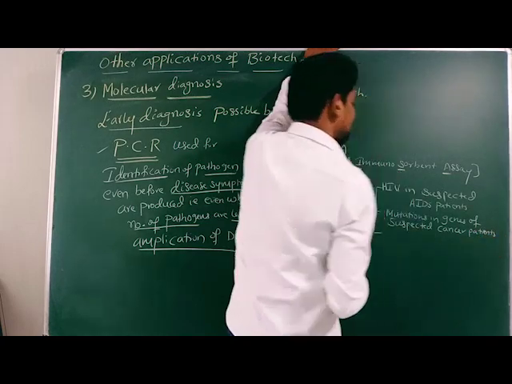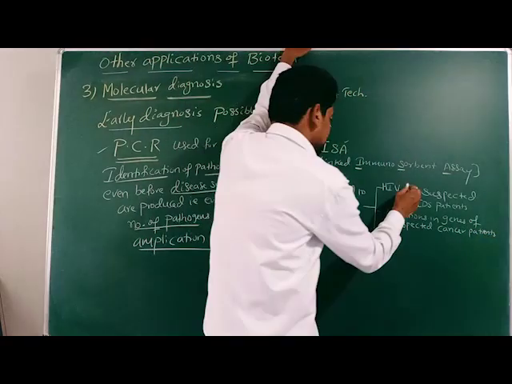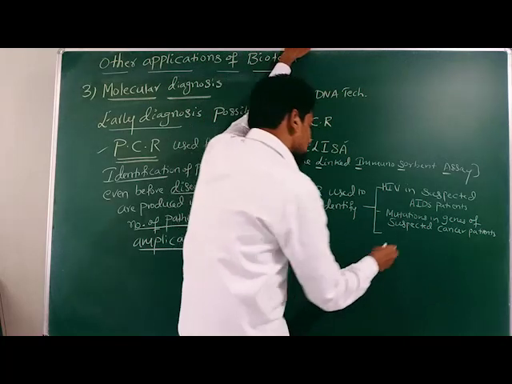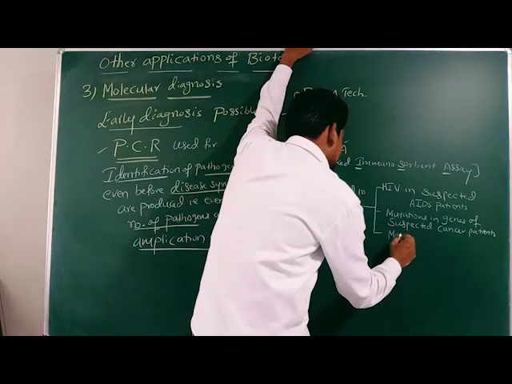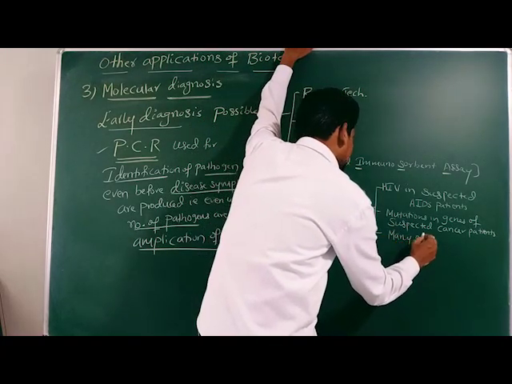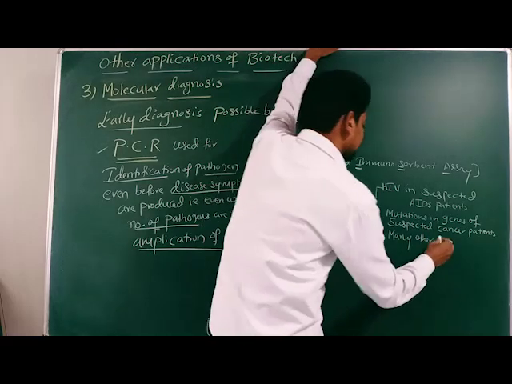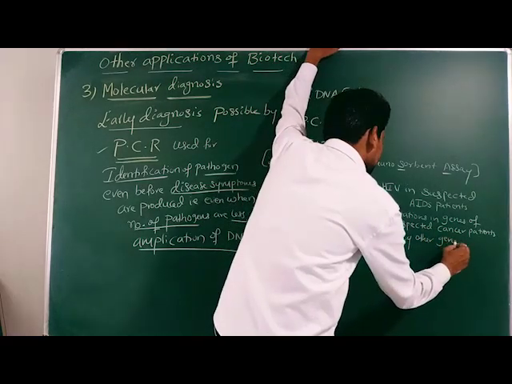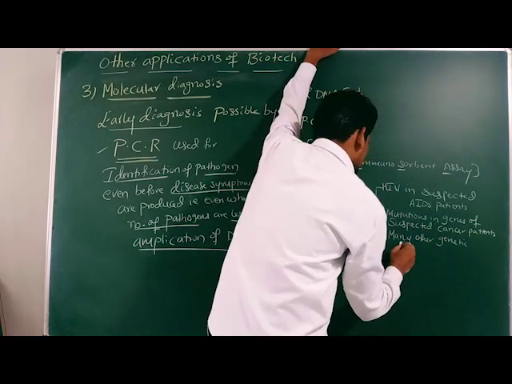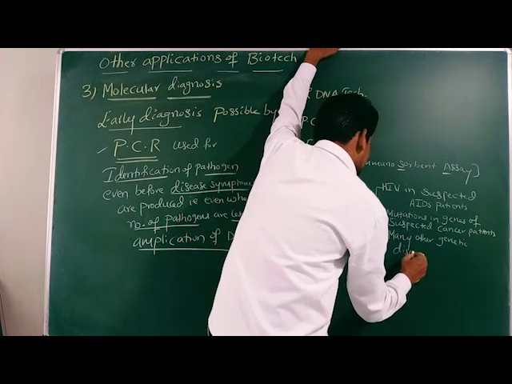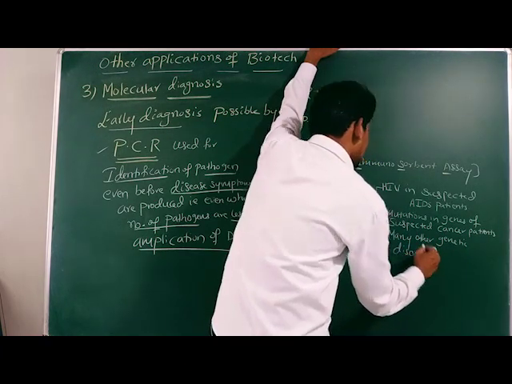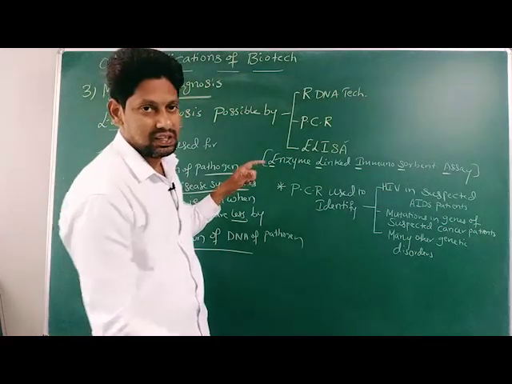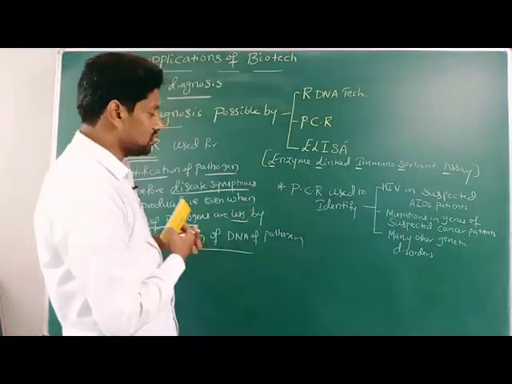Suspected cancer patients. Number 3, PCR is used to identify many other genetic disorders. Is this statement okay? Right. Now, for ELISA.